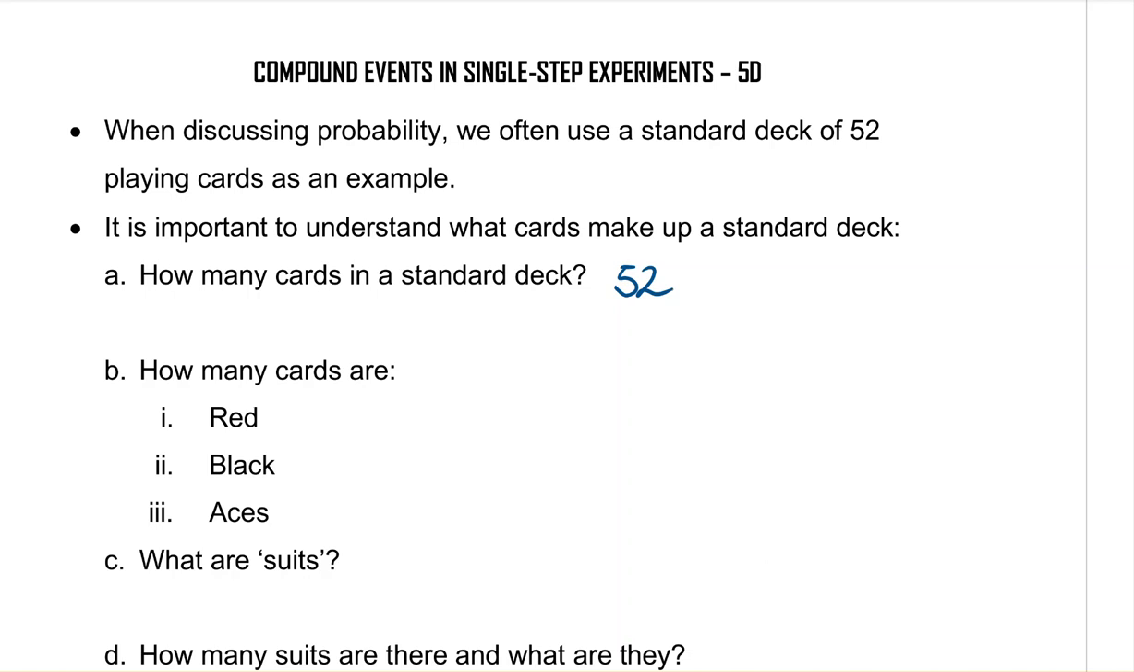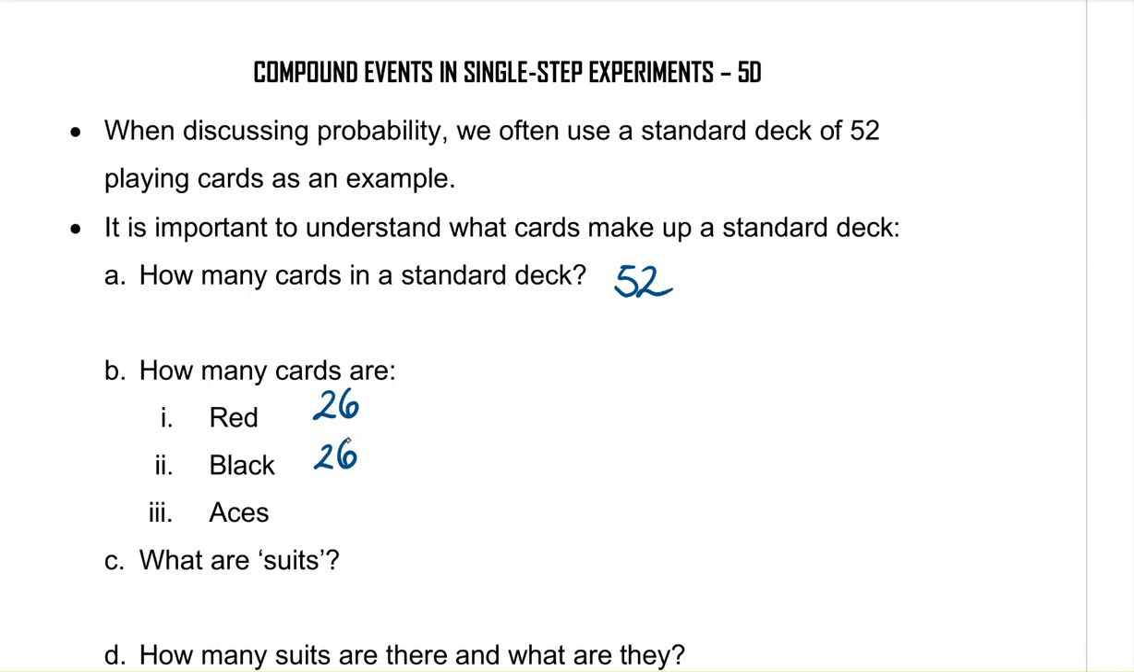Part B, how many red cards are there? So we have one line of hearts, which is red, and another line of diamonds. Remember I said there was 13 in each one. 2 times 13 makes 26. If there are 26 red cards, there must also be 26 black cards because it's half-half.